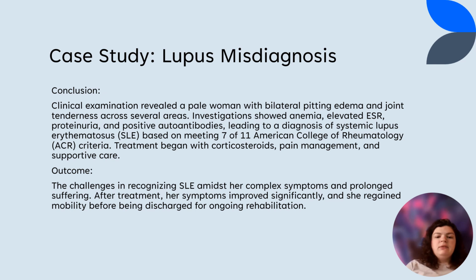Based on meeting 7 of 11 American College of Rheumatology ACR criteria, treatment began with corticosteroids, pain management, and supportive care. Outcome: the challenges in recognizing SLE amidst her complex symptoms led to prolonged suffering. After treatment, her symptoms improved significantly and she regained mobility before being discharged for ongoing rehabilitation.